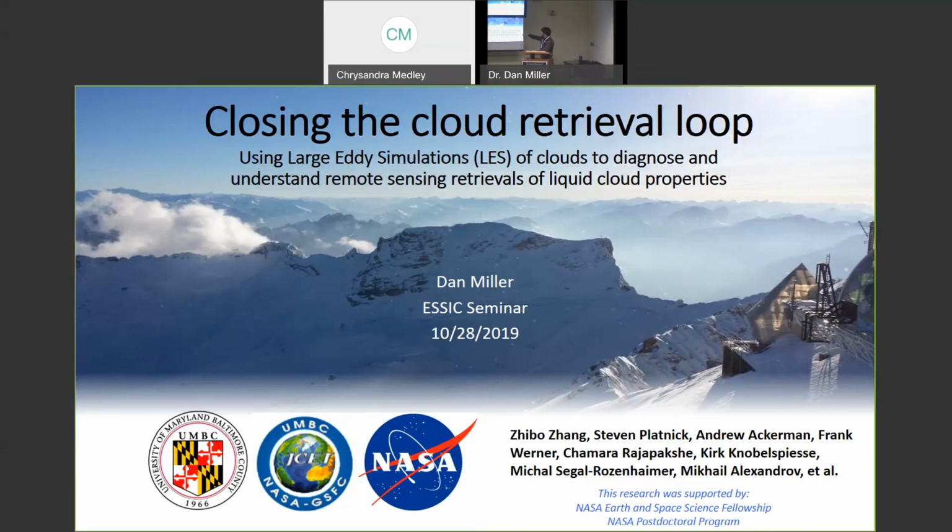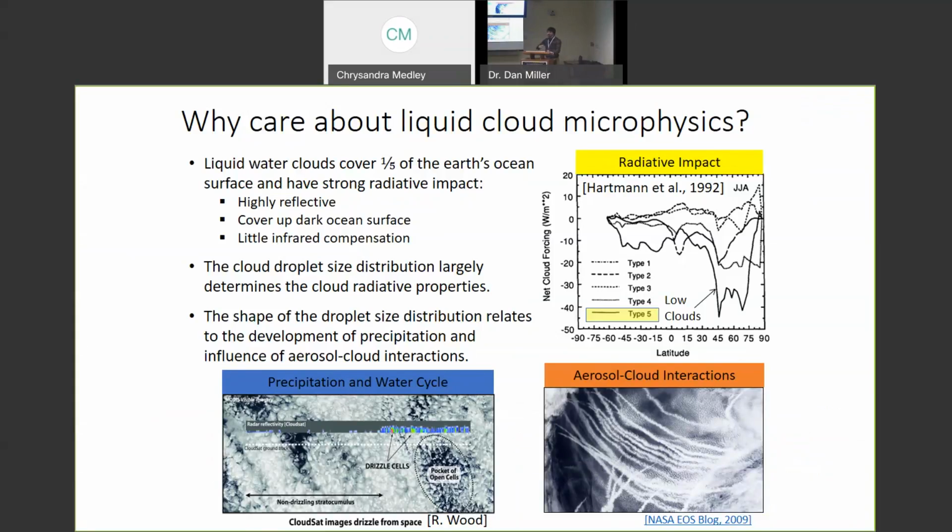So these are all just a short list of collaborators on a lot of this stuff who are at UMBC or NASA Goddard or NASA GISS at various times throughout my work. And yeah, I'm going to talk a little bit about how I use simulations of clouds and observations of clouds to square this conversation: what is actually in the cloud and what do we see and think is in the cloud. So why would we care about liquid water clouds?